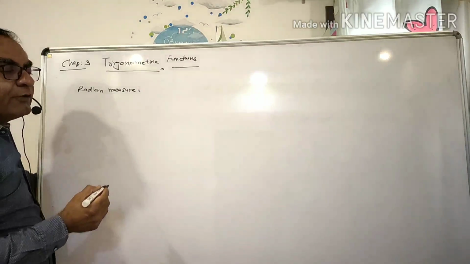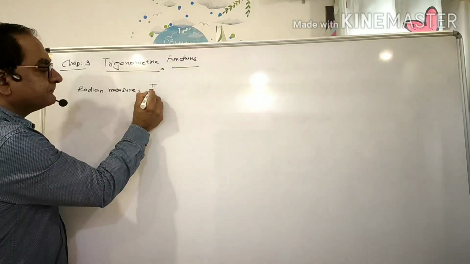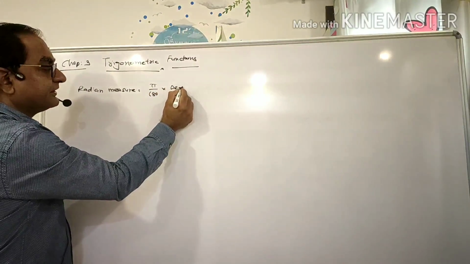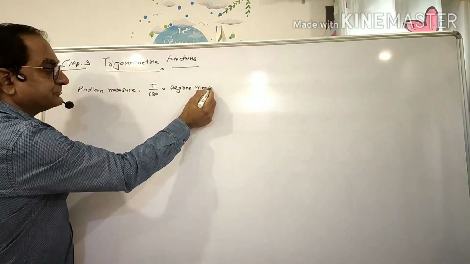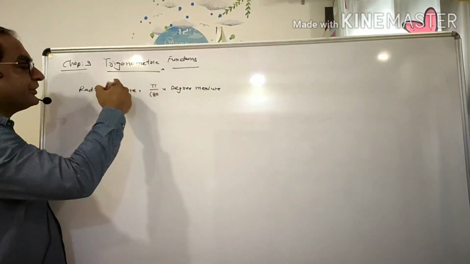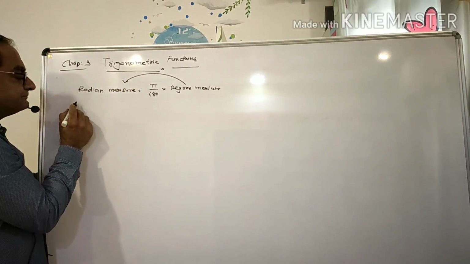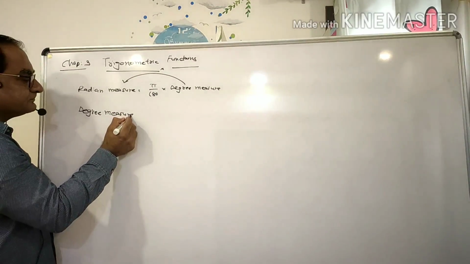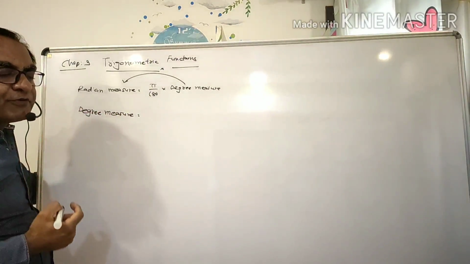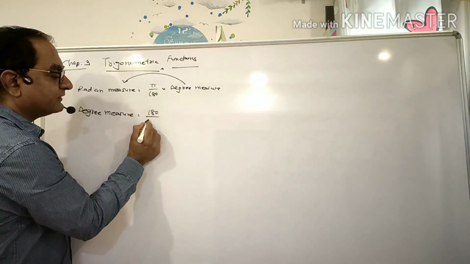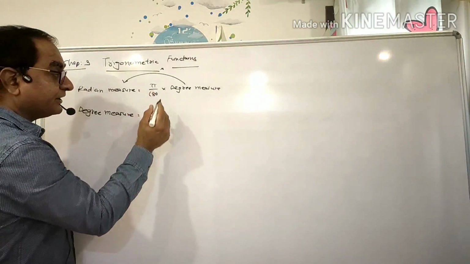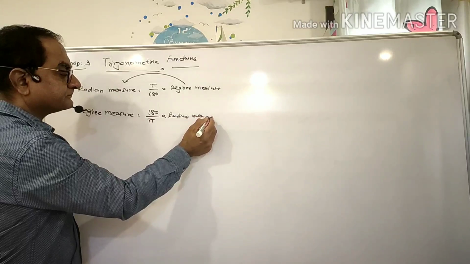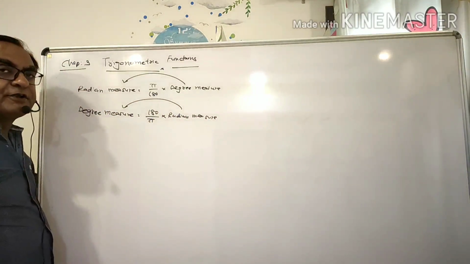So degree to radian, how can we convert it? It's nothing, we will multiply pi by 180 with the degree measure. Degree to radian measure, it is like this. Same way, if we want to convert radian to degree measure, we multiply by the reciprocal of this number, 180 by pi, with the radian measure. It is a conversion from radian to degree measure.